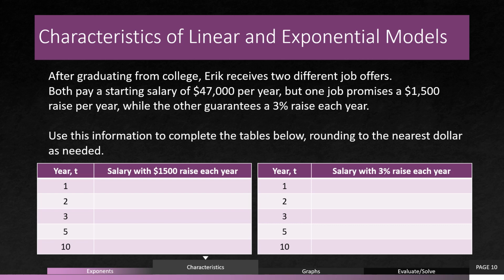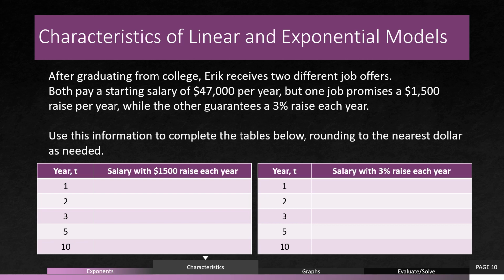Now, to really understand the idea of an exponential model, we're going to look at some characteristics of a linear and exponential model for 2 job offers. So Eric has just graduated from college. He has been offered 2 jobs. One is starting at $47,000 per year with a raise of $1,500 each year. The other one also starts at $47,000 per year, but is going to give him a 3% raise each year. For these, we're going to use year 0 as his first year, which is common when we work with models.